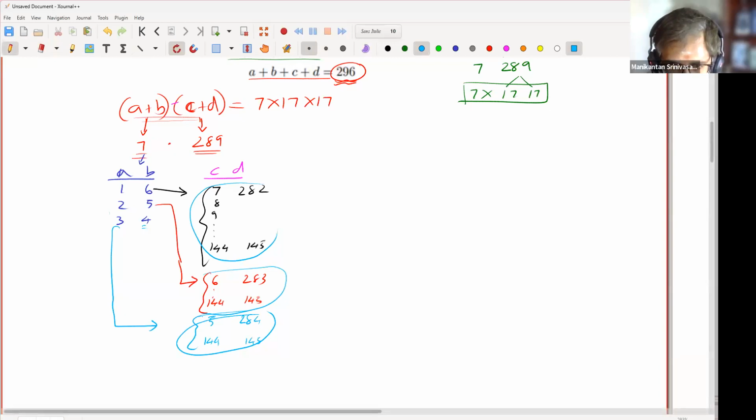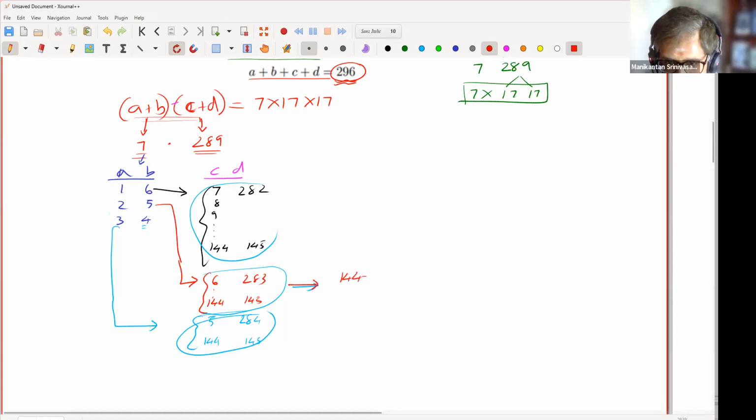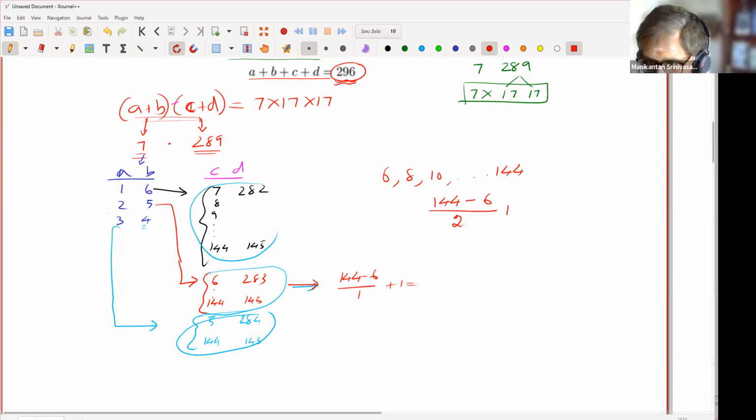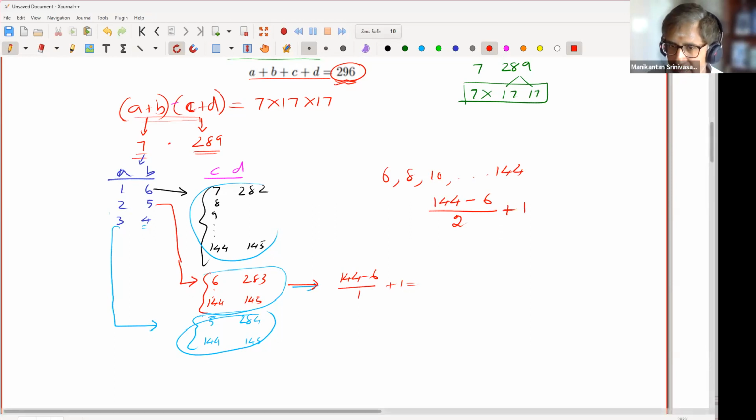So how many are there from 6 to 144? The common difference is 1, so 144 minus 6, plus 1. So it's 139. Suppose it's 6, 8, 10, all the way till 144. How do you quickly determine the number of terms? It's the extremes divided by the common difference, plus 1. That comes from simple arithmetic progression. In this case, it's not divide by 2, it's divide by 1, since they're consecutive numbers. So it's just 138 plus 1, which is 139, the middle one.